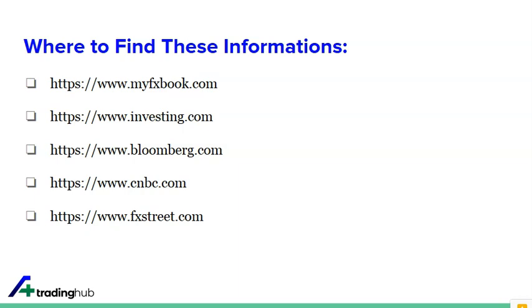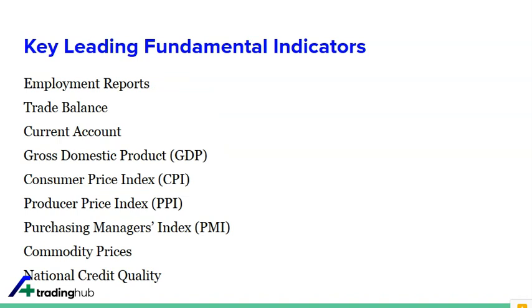So I basically use my FX Book and Investing to look at the economic calendar. Then CNBC and Bloomberg, I use them to look at the geopolitical news and economic developments. Then FX Street too, I use it to get info on geopolitical and economic news. Inside my FX Book and Investing, you can also find fundamental historical data. So let me share with you key leading fundamental indicators.